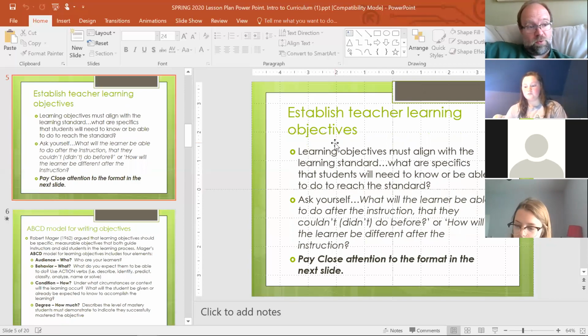Because we know through the principles of assessment class that the standards help us establish teacher learning objectives. And you already have done that in the principles of assessment. You created those objectives based on the standards, and then you created the I can statements. And that's what we're going for here.